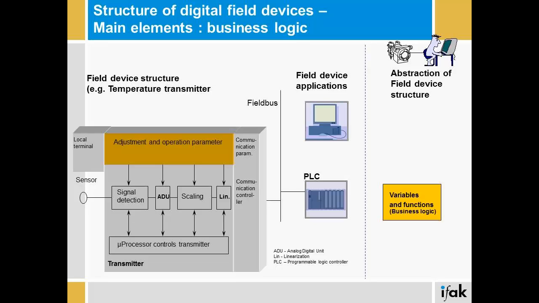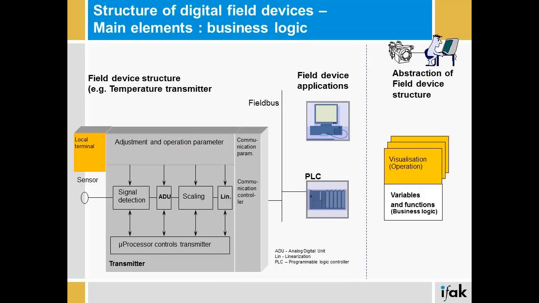Not in all, but in many field devices, we have some local terminals, and using these local terminals, we can do some adjustment and some parameterization directly at the field device. If we want to do this everywhere at any time in our system, we have to have a representation of these local terminal functions in our proxy. So this means we have to have visualization information in this proxy. And last but not least, the communication access to the field device also has to be represented. So if you have a look at the slide on the right side, we see that visualization, variables and functions as well as communication have to be represented in these device proxies.